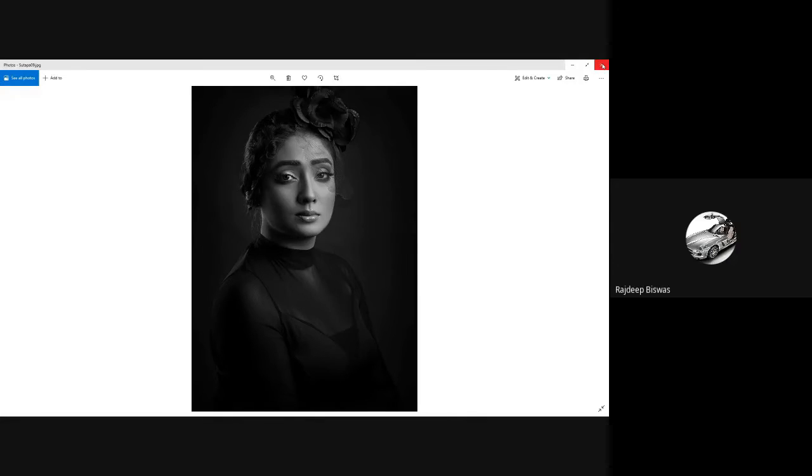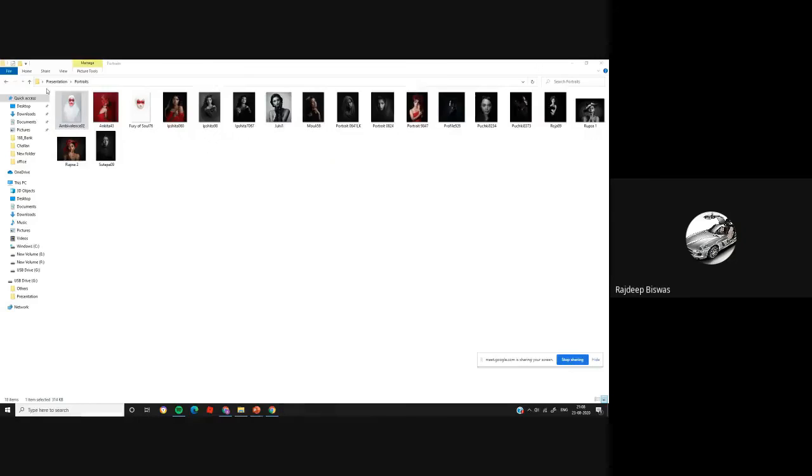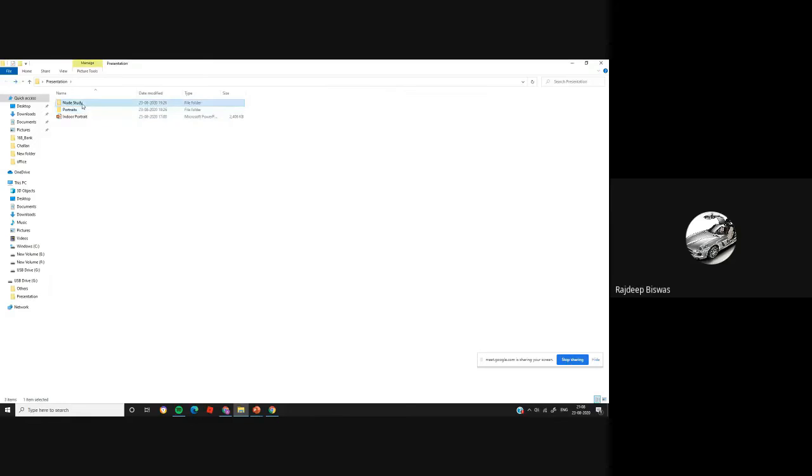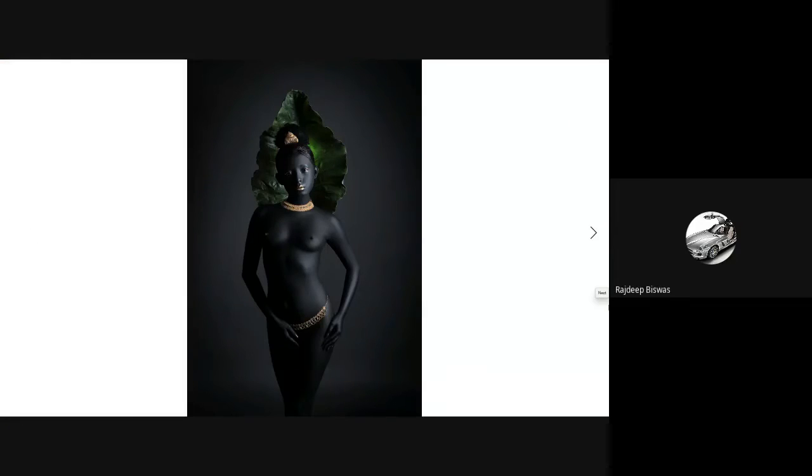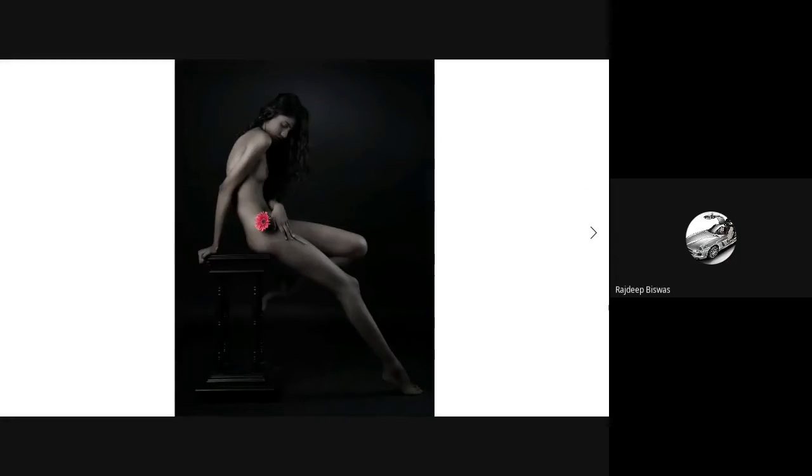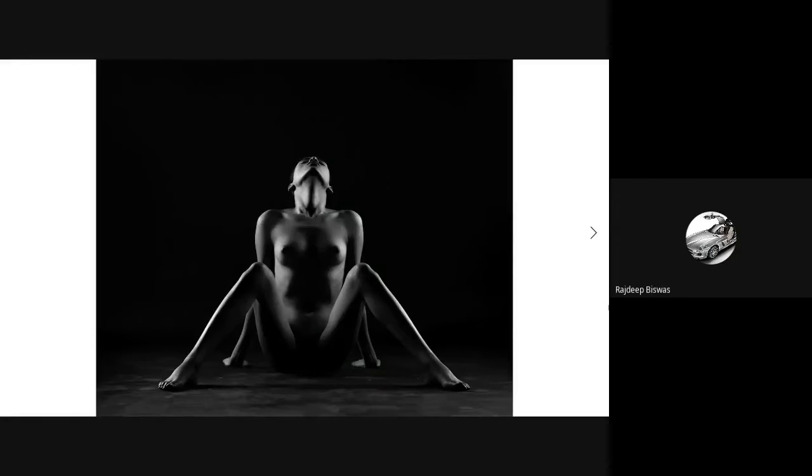Okay, and I have some mood study as well. This is again one of my older works. It was done in 2014, I believe. This one, I believe, again, 2 or 3 years back. This one I did last year, a part of last year's shoot.